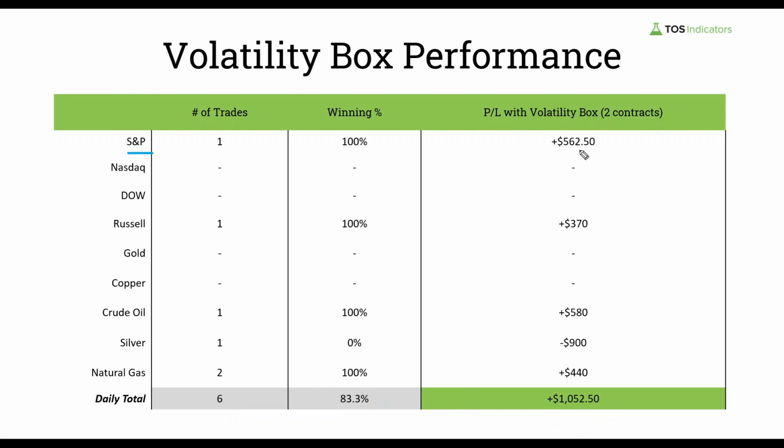Now, for the most part today, we had mostly winners. So the S&P, we had a nice winner. The Russell, we had a nice winner, positive 370. Crude, we had a nice winner, positive 580. Natural gas, we had 2 trades, both of which were winners. The first one hit T1 and T2, and the second one only hit T1, so that was a positive 440.